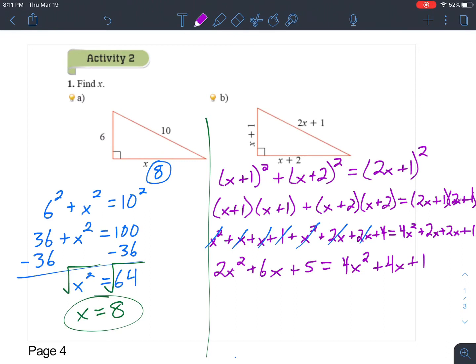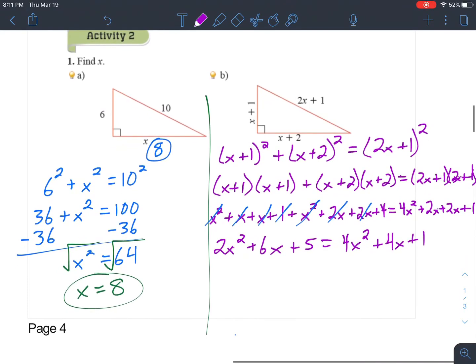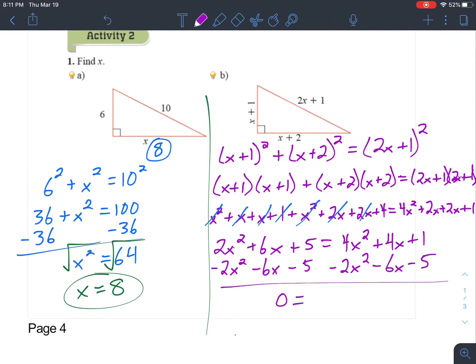Okay, now what we're going to do, since we have something squared, I'm thinking we might need to factor. So let's move everything over to one side. Let's subtract 2x squared, subtract 6x, and subtract 5 from both sides. And so what will happen is that we're going to have 0 equals 2x squared minus 2x minus 4.